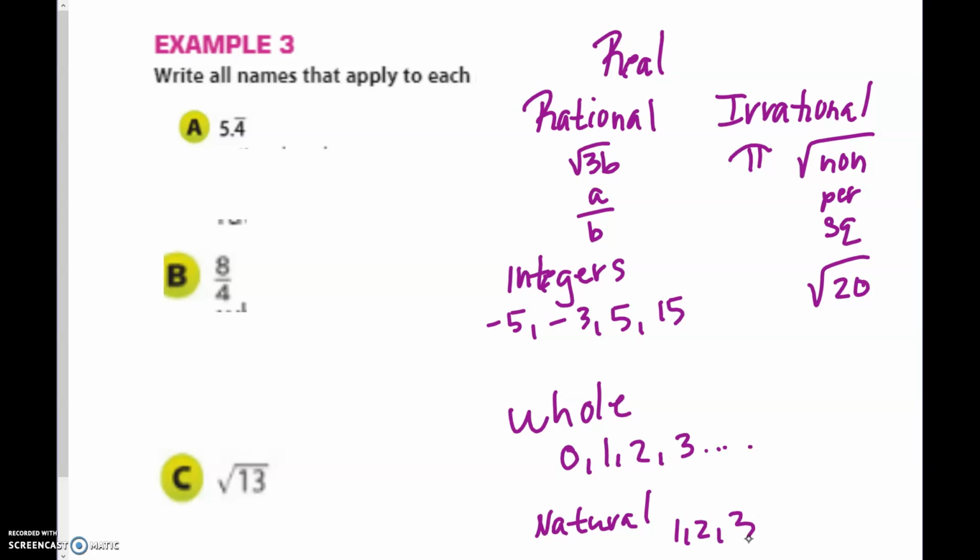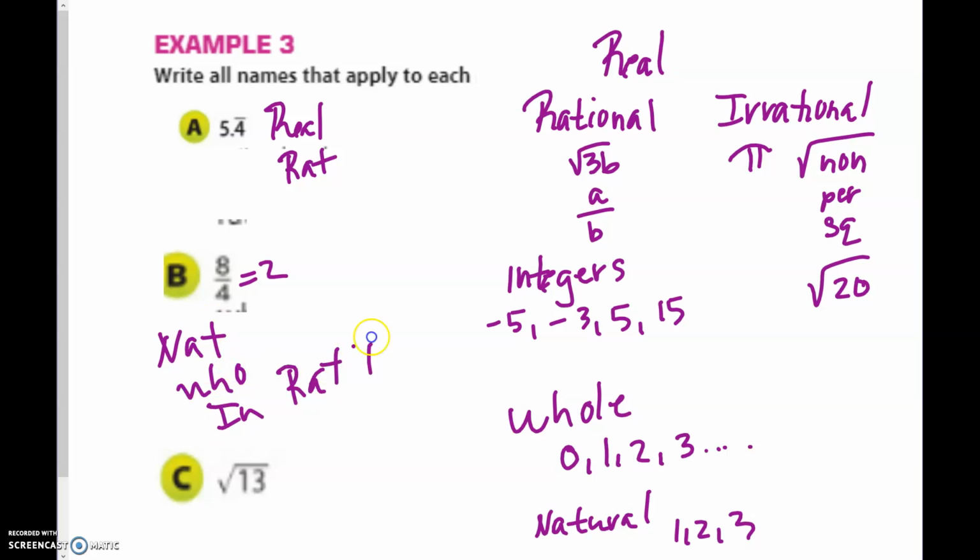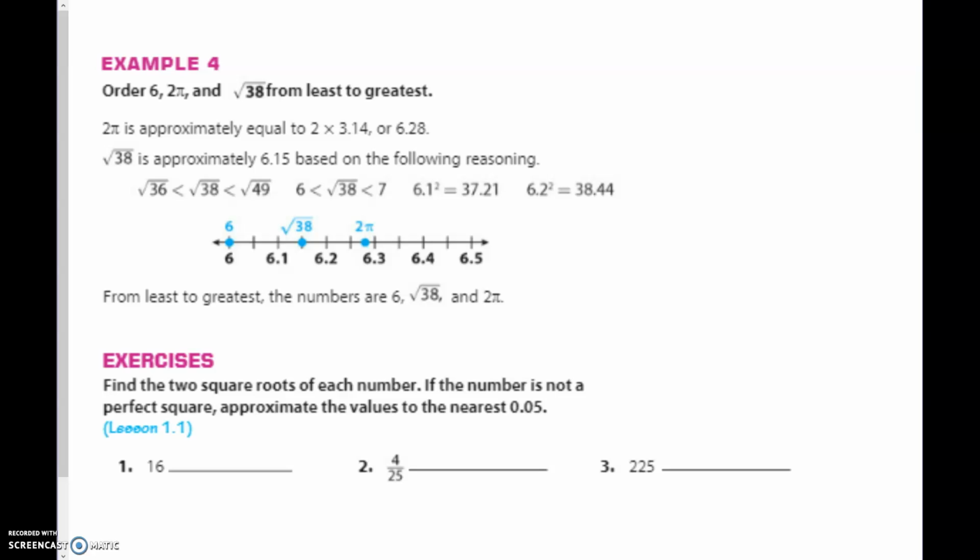So 5.4 repeating is going to be real, rational, and that's it. All numbers are real. 8 over 4 is the same as 2, so it's going to be natural, whole, integer, rational, and real. Now the square root of 13 is irrational and real. These are sample problems that are in your book that have already been written out.